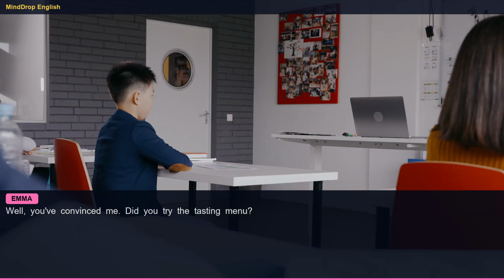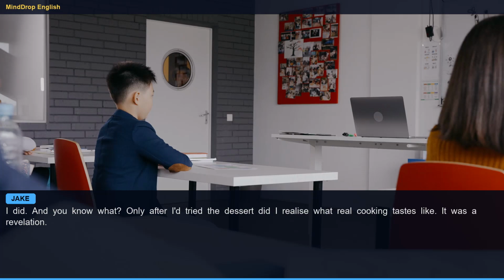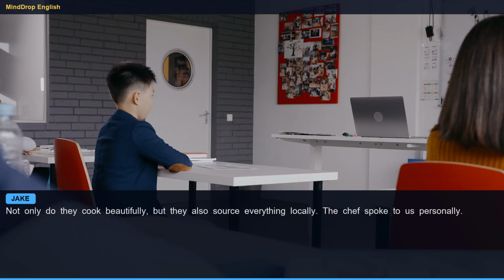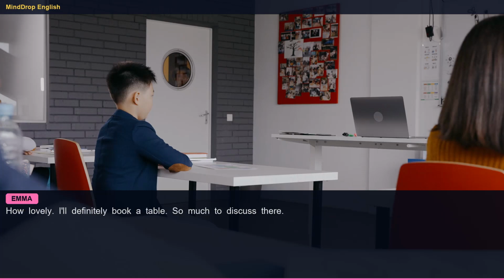Well, you've convinced me. Did you try the tasting menu? I did. And you know what? Only after I'd tried the dessert did I realize what real cooking tastes like. It was a revelation. That's quite a statement. Not only do they cook beautifully, but they also source everything locally. The chef spoke to us personally. How lovely. I'll definitely book a table. So much to discuss there. You won't regret it, and nor will your husband, I promise.